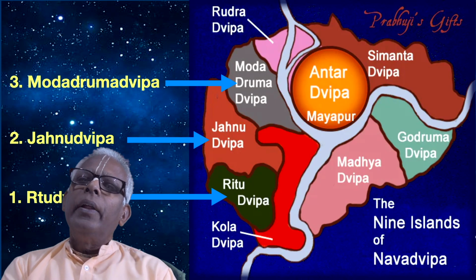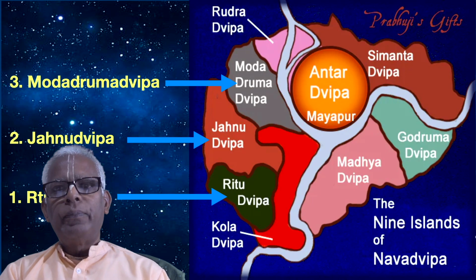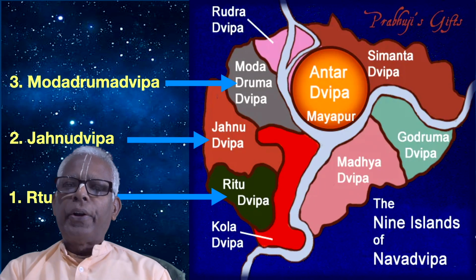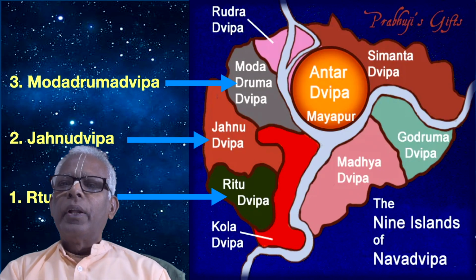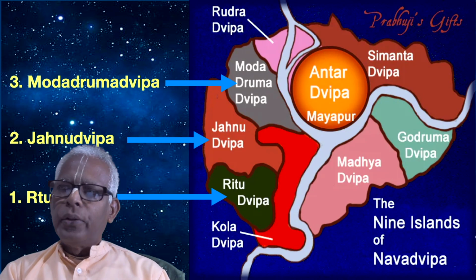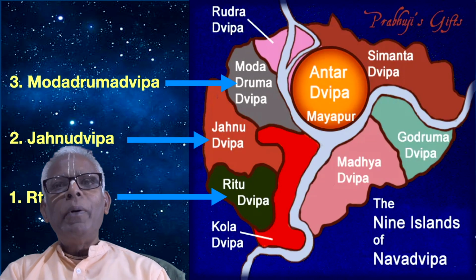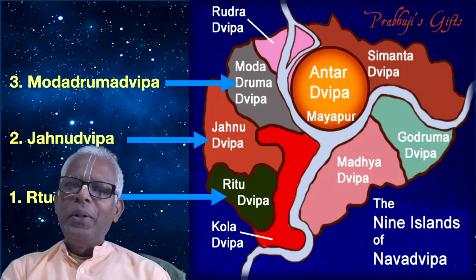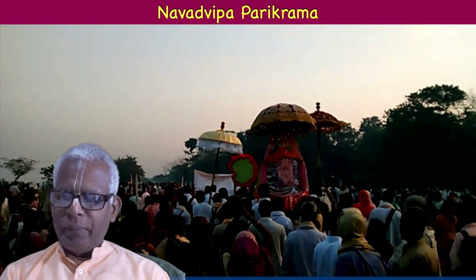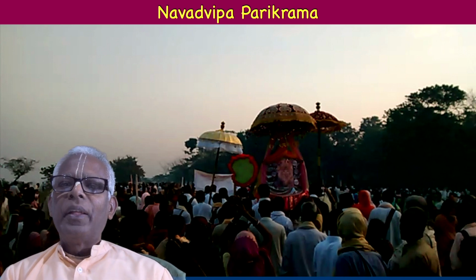Now, in the map of Navadvipa, we have nine islands. They all correspond to the nine angas of bhakti, starting from Shravanam. So far we have covered five islands. Today: Jahnudvipa, Modadrumadvipa and Rtudvipa. Anyway, being in Navadvipa during the actual parikrama time is the most auspicious thing, very auspicious.